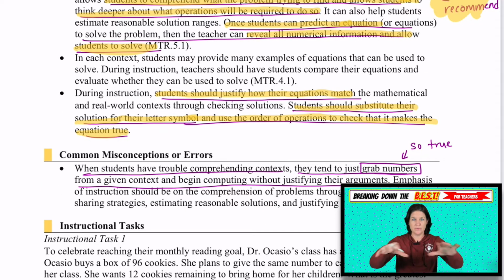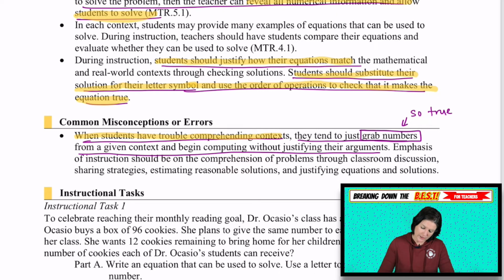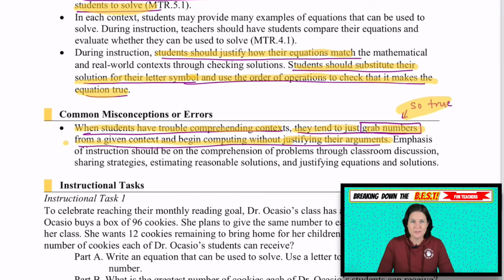So they have a scenario, they create an equation using an unknown, then they should be able to solve for that unknown. If they say that S equals 6, plug 6 in for S and see if the equation is balanced. When students have trouble comprehending context, they just grab numbers. That's what I used to do too. They grab numbers from a given context and begin computing without justifying their arguments. That was so me as a student, and now I'm on a mission to make sure that students do not do that.